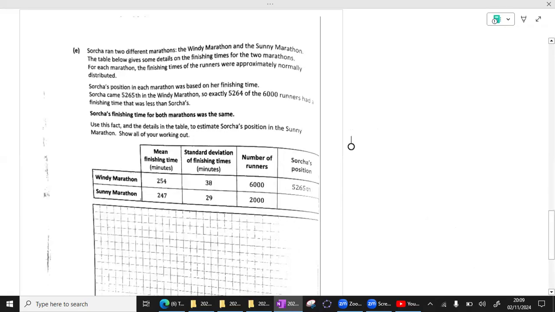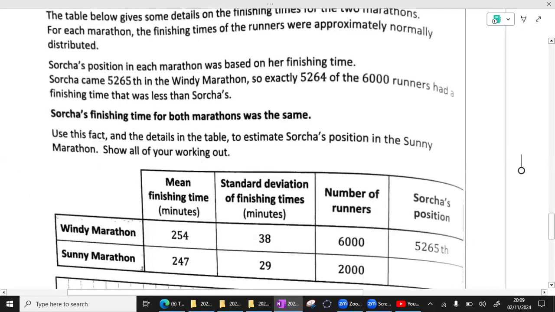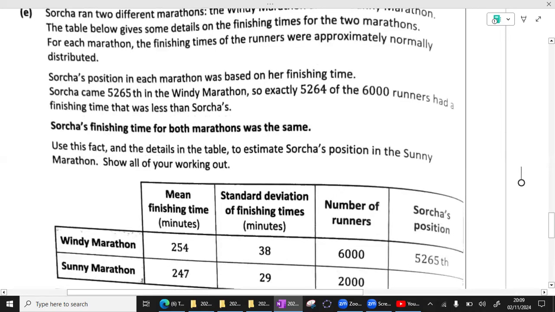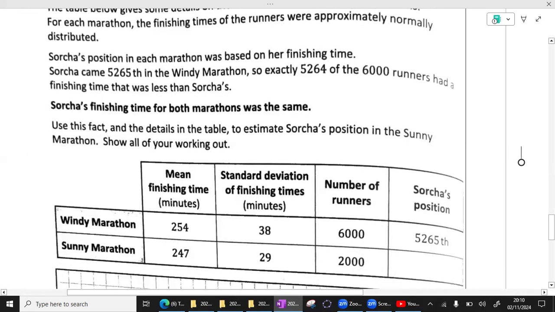Saoirse came 5,265th in the Windy Marathon. So exactly 5,264 of the 6,000 runners had a finishing time that was less than Saoirse's.